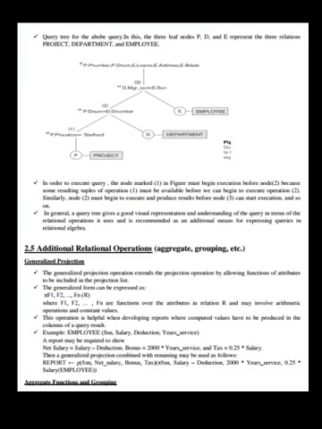Query tree for the above query. In this, the three leaf nodes P, D and E represent the three relations project, department and employee. See the figure here. In order to execute the query, the node marked 1 in the figure must begin execution before node 2, because some resulting tuples of operation 1 must be available before we can begin to execute operation 2. Similarly, node 2 must execute and produce its results before node 3 can start execution, and so on.